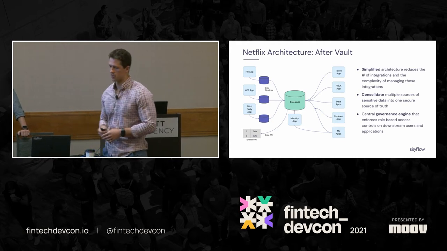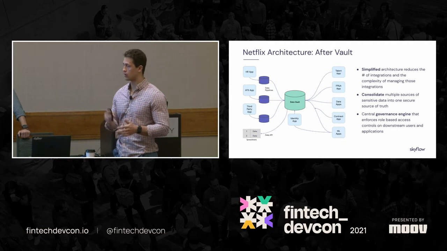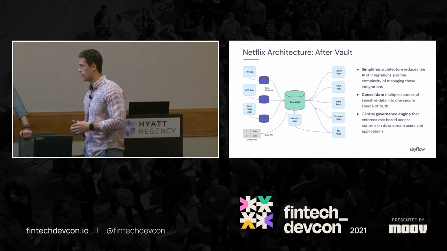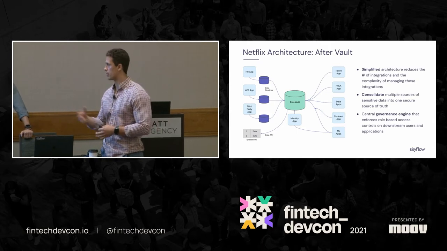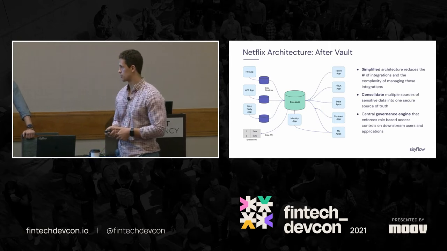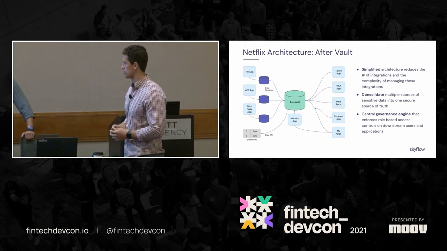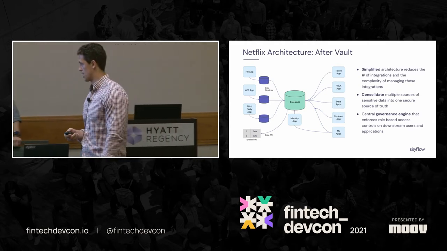We think of this as this idea of shift left, which is if you're going to implement a data vault, you want to implement it closest to the source of collection, so right after your web app or right after your mobile app. That way, the first thing that happens is the data comes into the data vault, and then you can decide from there how you want to pass that downstream, but then that continues to act as your single source of truth. And then lastly is around the central governance engine. So this enforces role-based access controls for Netflix and downstream users and applications.